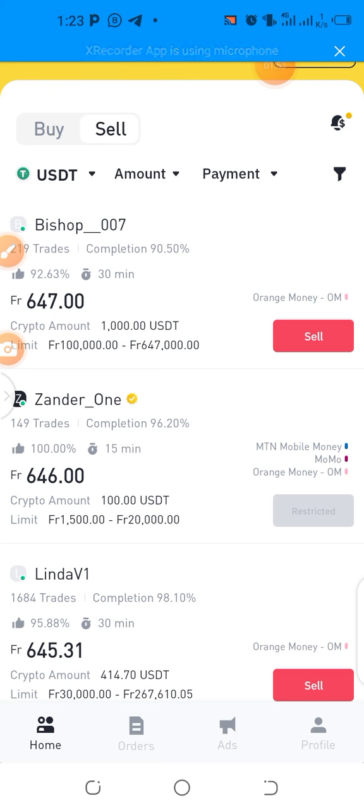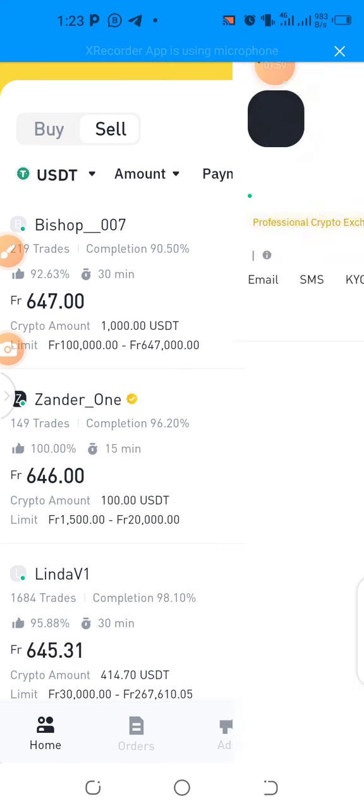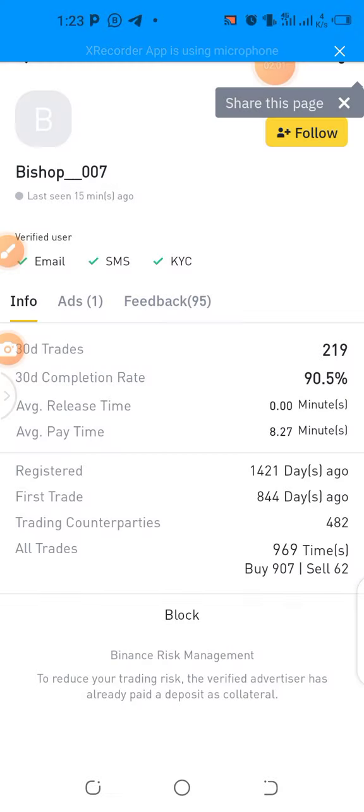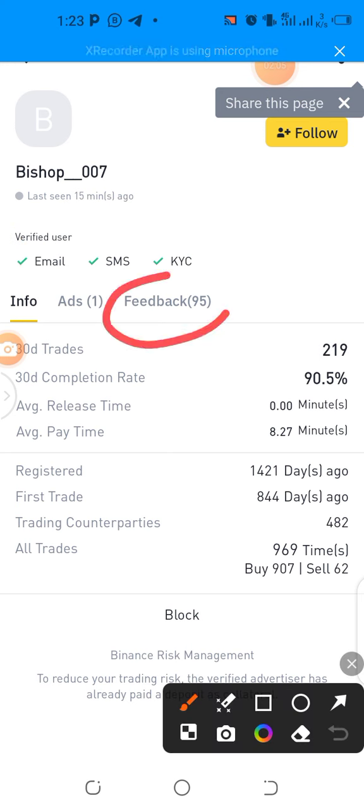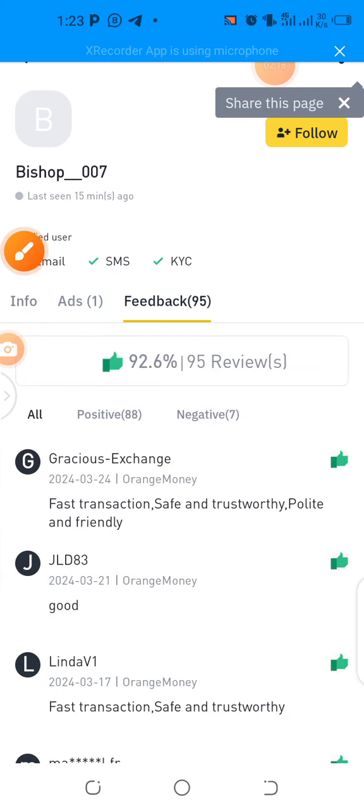So the first thing on Binance P2P is to check the review. How do you check the review? You click on that person. Take for example this one, Bishop. You click on Bishop, and here this is feedback. On this feedback you can check all the information about that person. It is very, very important. So we check all the information about that person. You click on your feedback.